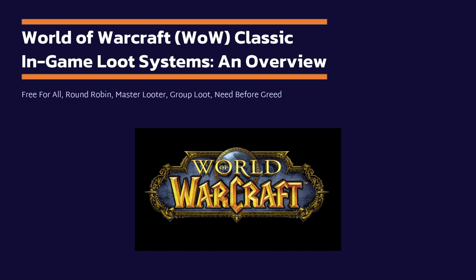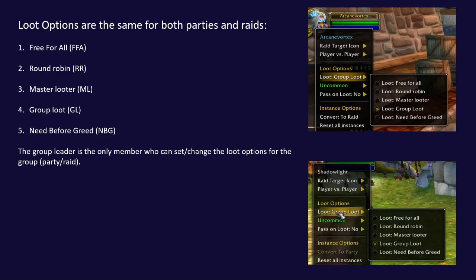Hello and welcome to this video where I will cover the in-game loot systems in World of Warcraft Classic. So there's 5 different loot systems. They are 1. Free-for-all, 2. Round-robin, 3. Master Looter, 4. Group Loot, and 5. Need Before Greed.